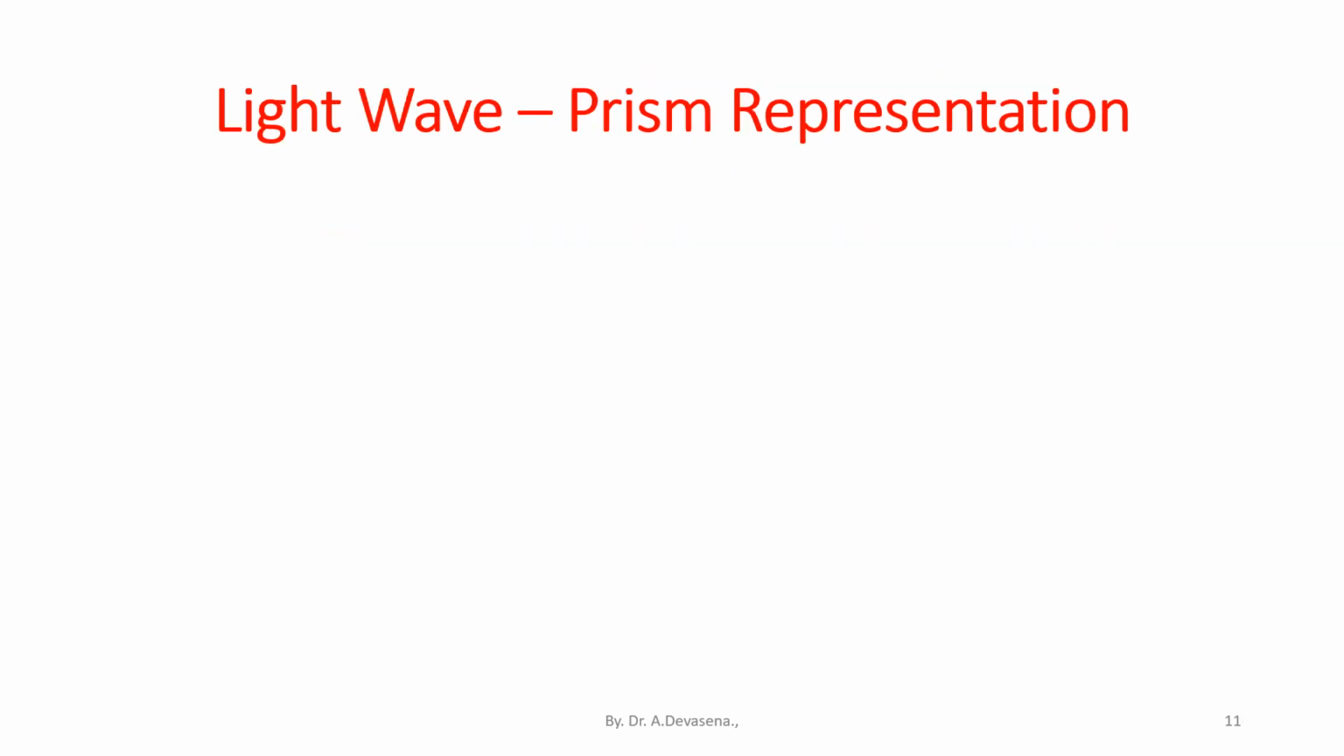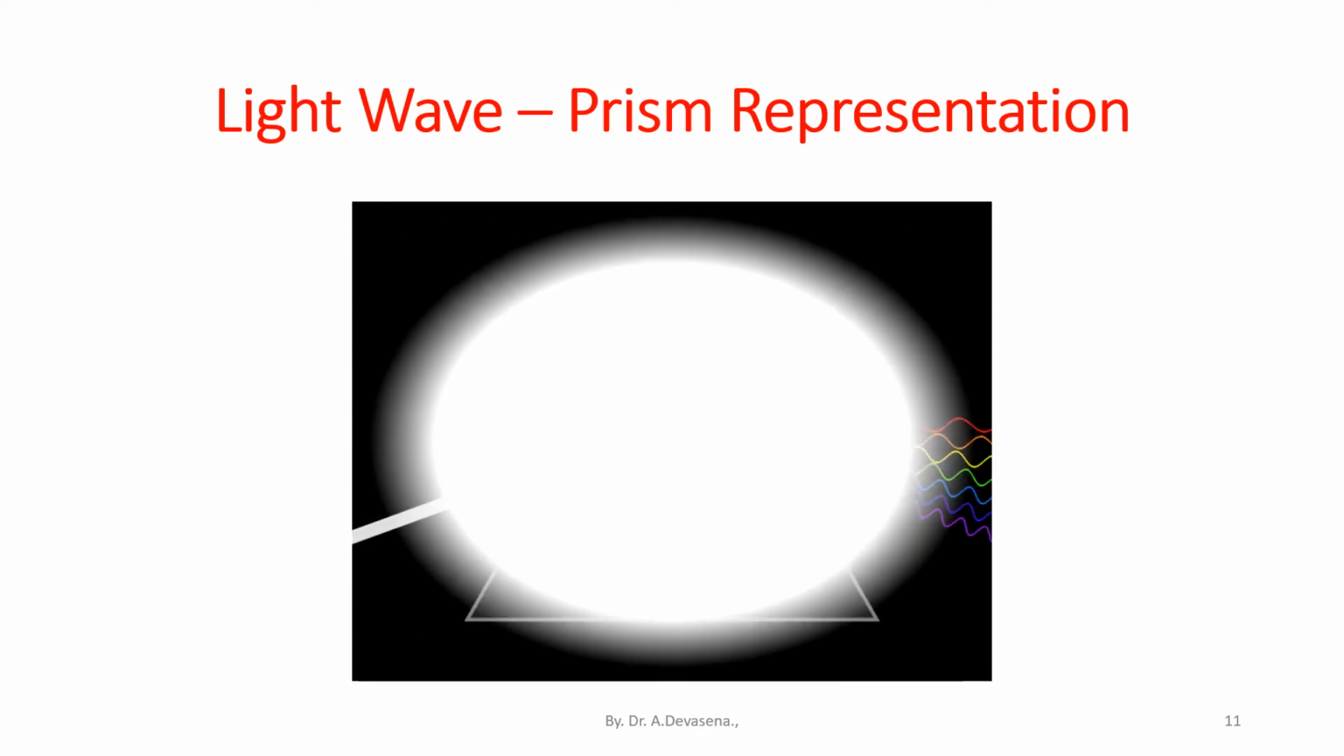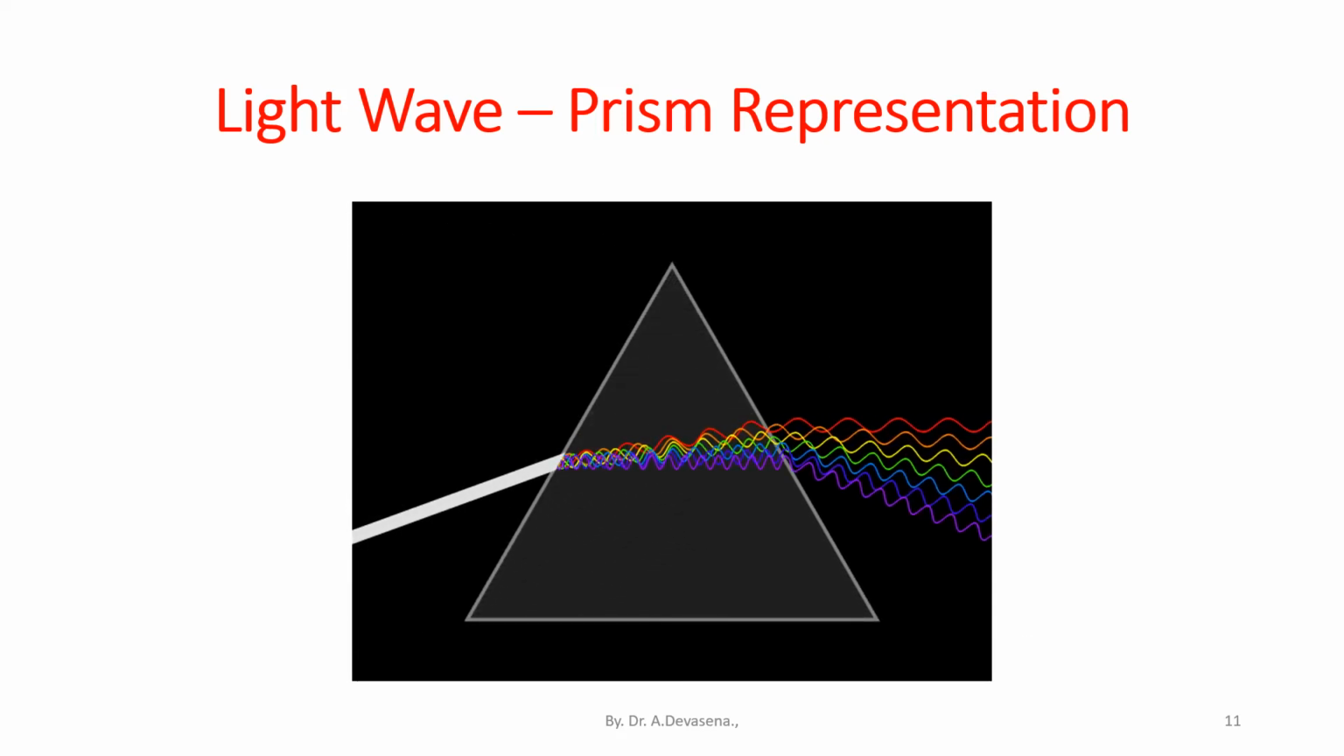Let us see the light wave prism representation. We know that when a white light hits a prism, it emits light waves in the form of a spectrum. This is represented in this diagram.